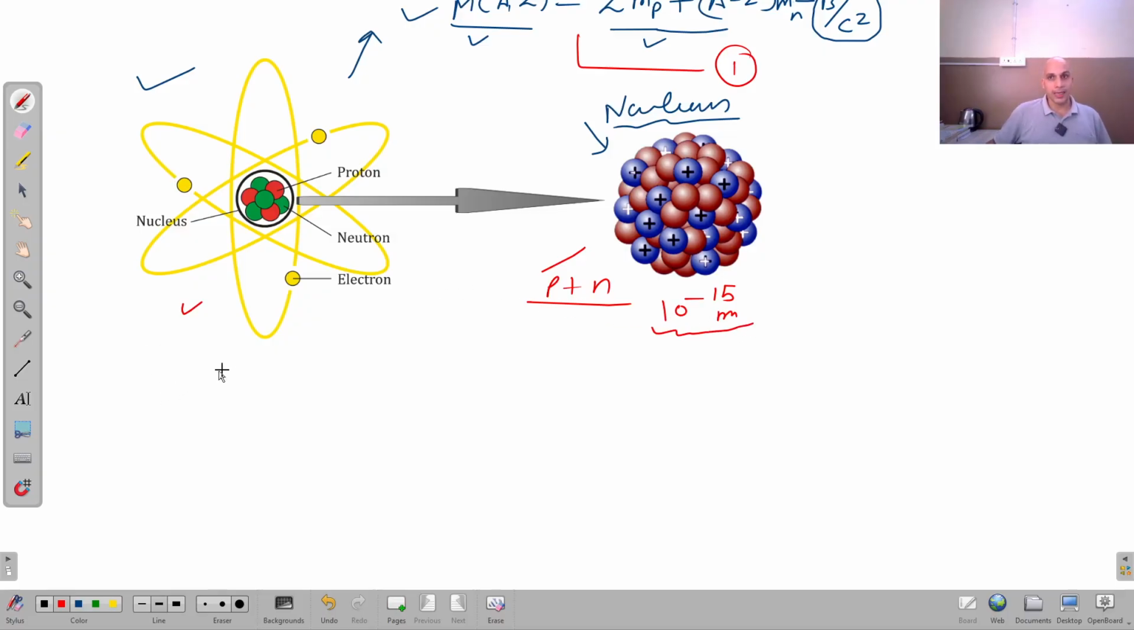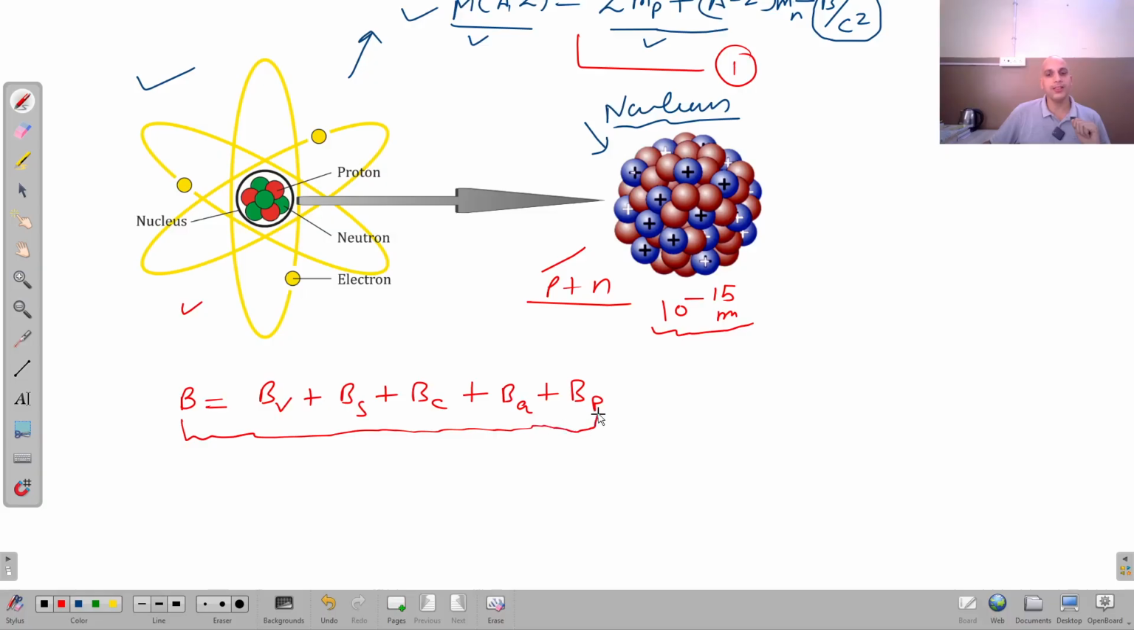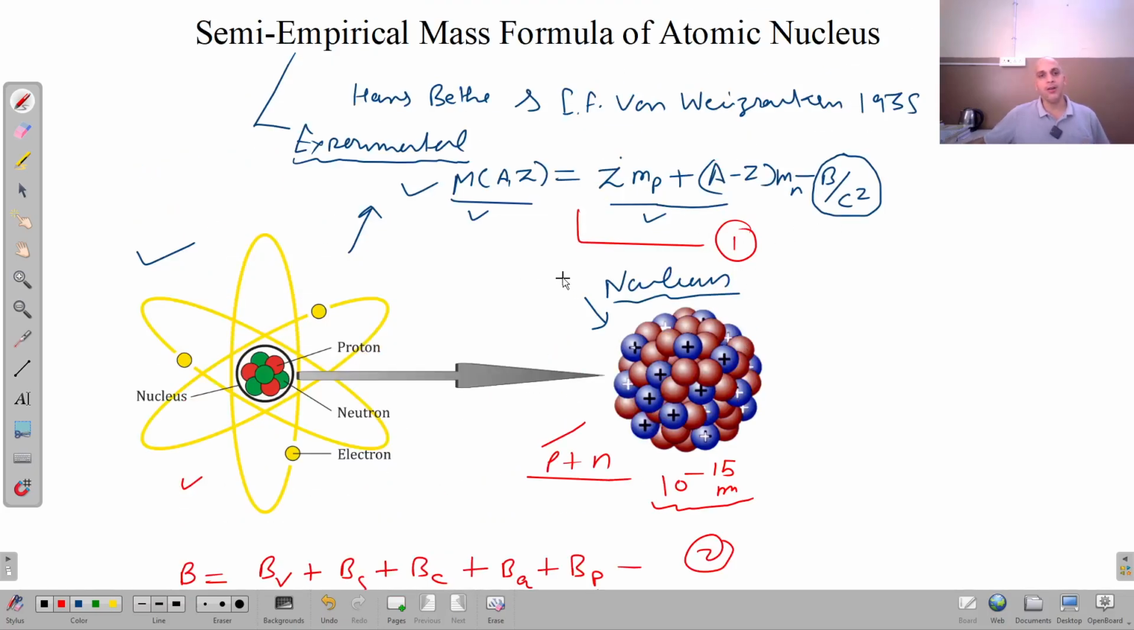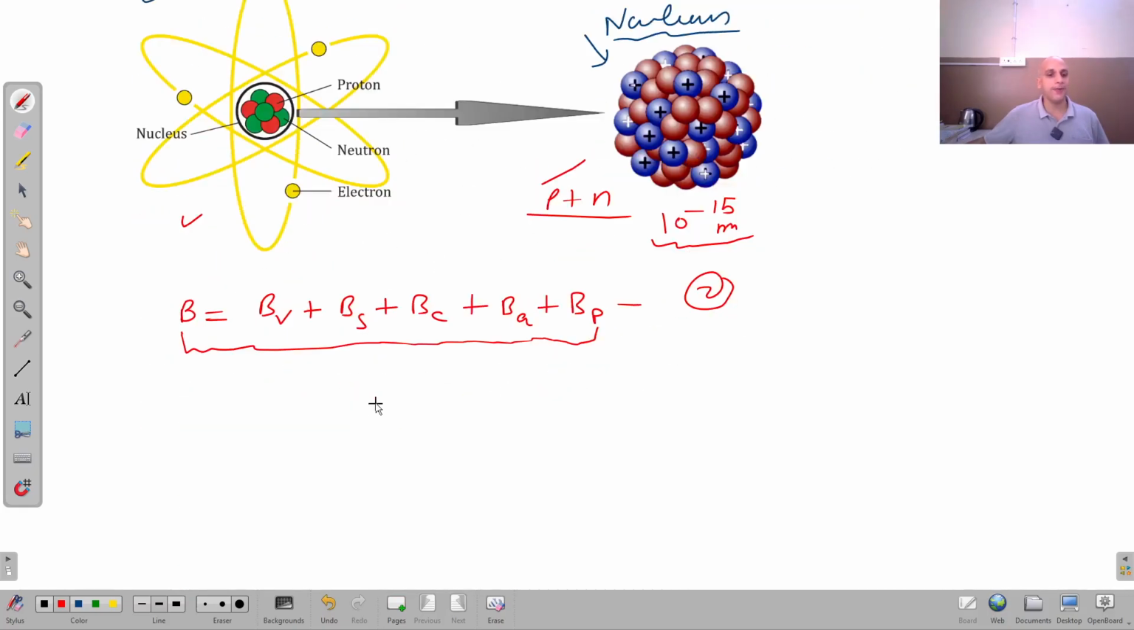Now as I told you, the mass of the atomic nucleus can be expressed in terms of the binding energy. So according to the semi-empirical mass formula, this binding energy has different contributions, and according to this formula we are considering only 5 contributions. These are the volume energy term, right? Surface energy term, right? Coulomb energy term, right? Asymmetry energy term and pairing energy term. So we have a total of 5 contributions in this binding energy, right? Let this be equation number 2. Now I'm going to discuss all these 5 terms one by one.